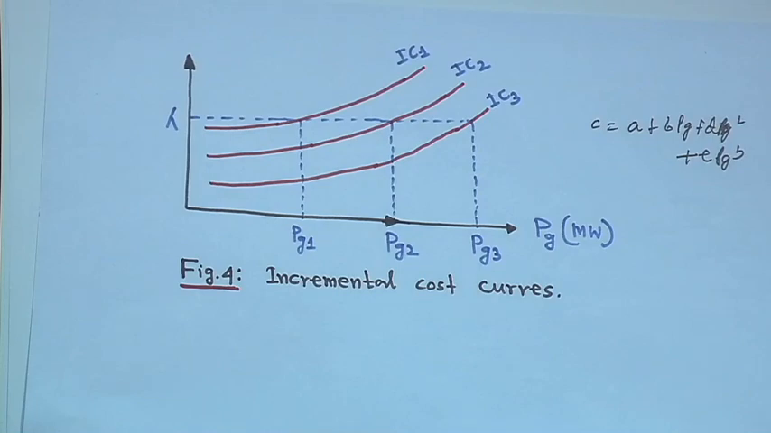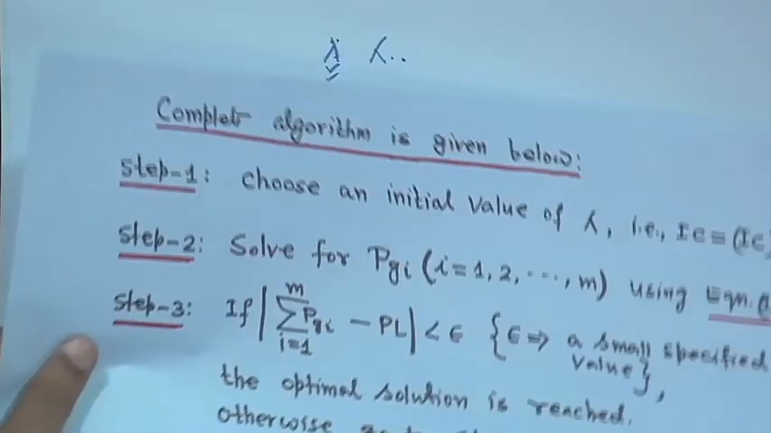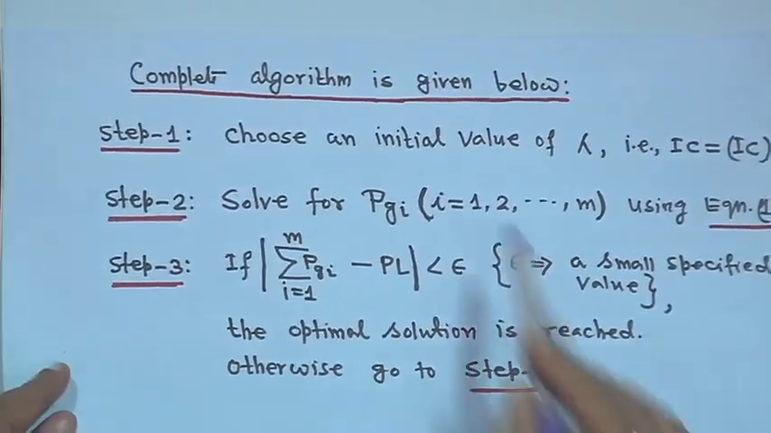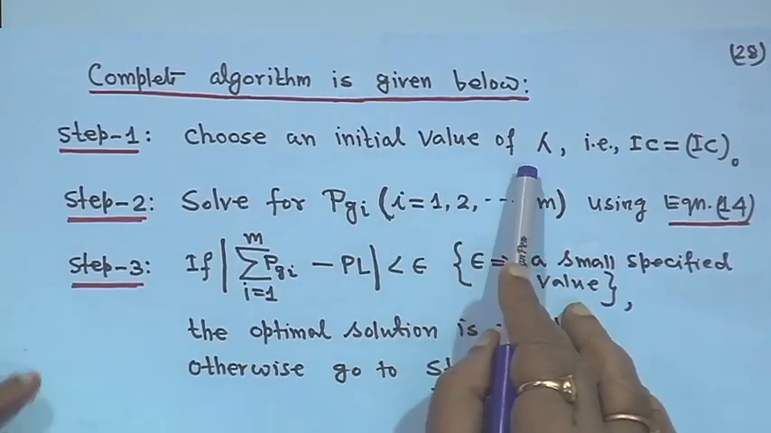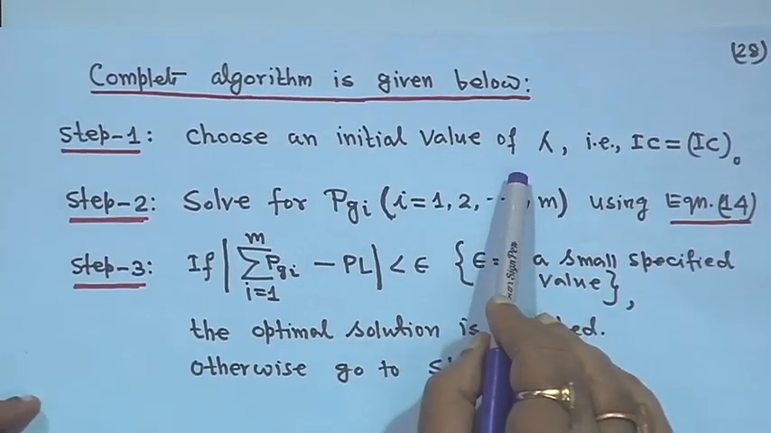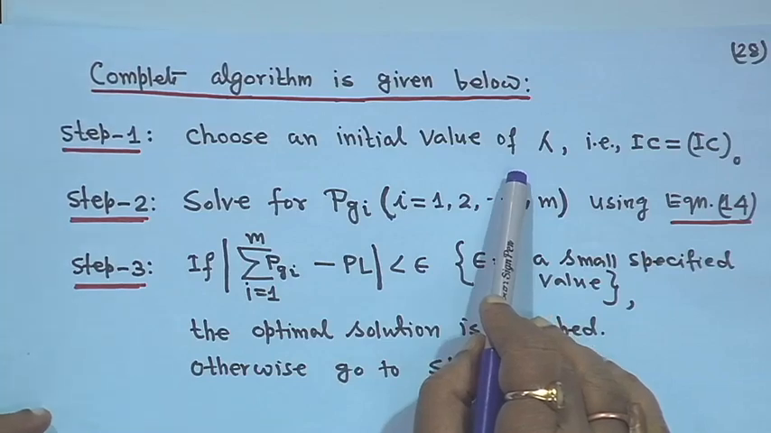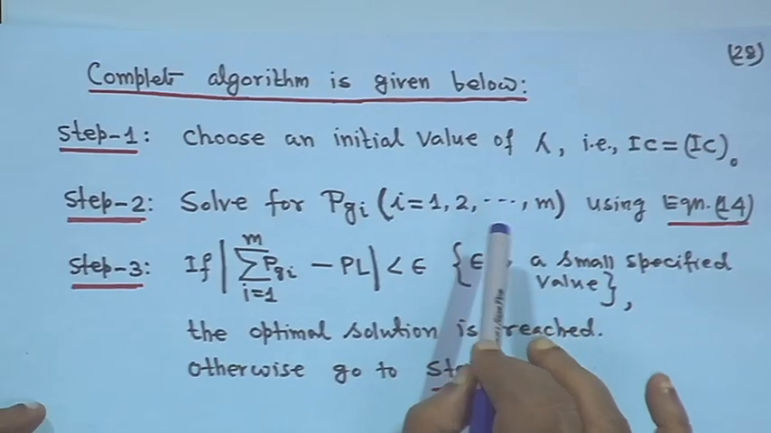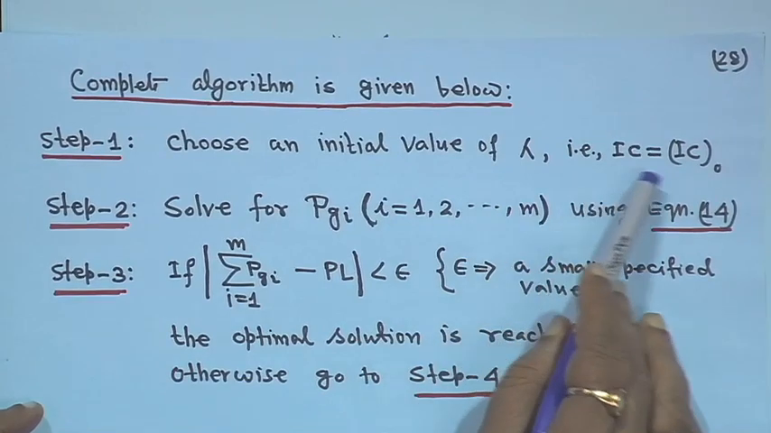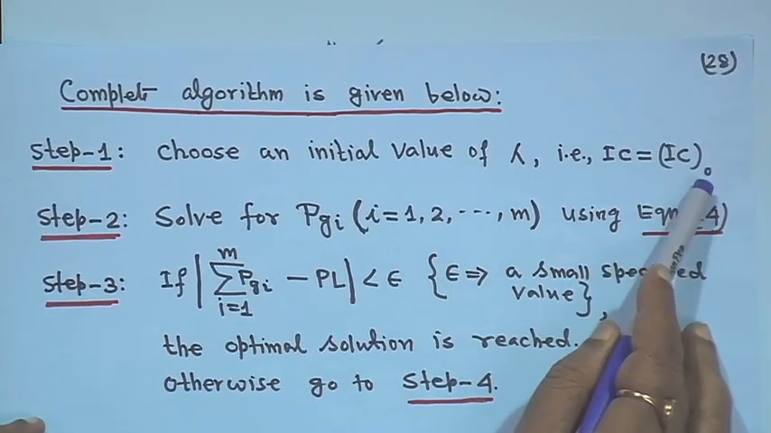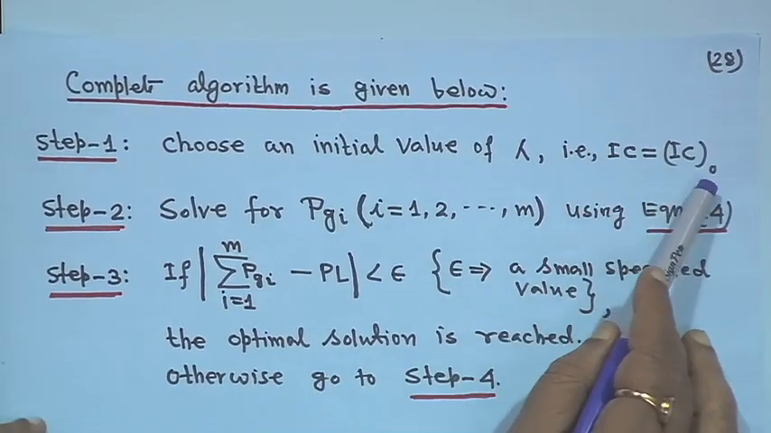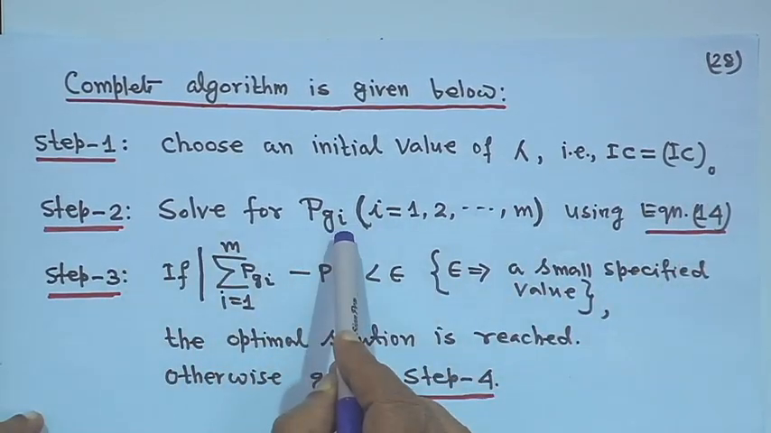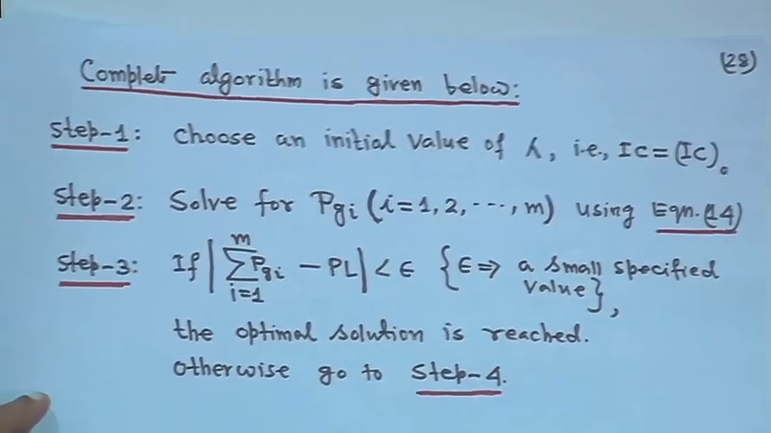Next is the algorithm, how to solve this problem. So, in this case the complete algorithm is given below. For example, step 1, you have to choose an initial value of lambda. Later we will see the gradient method, how we will go in an iterative way, but for this one choose an initial value of lambda, that is IC equal to IC0, right, that is lambda. Step 2, solve for PGi using equation 14, right.